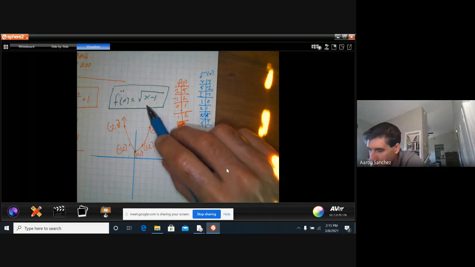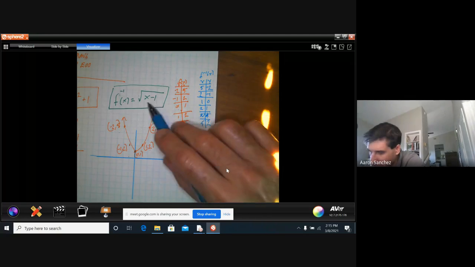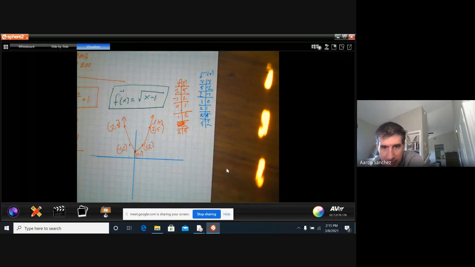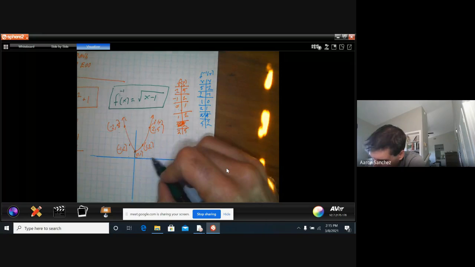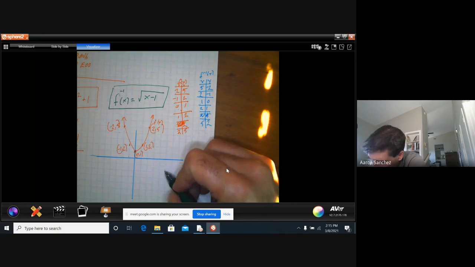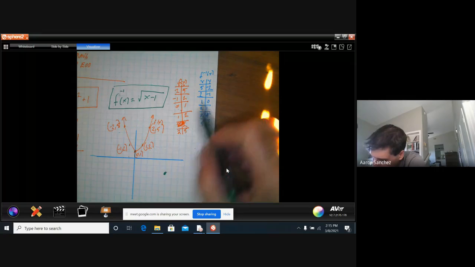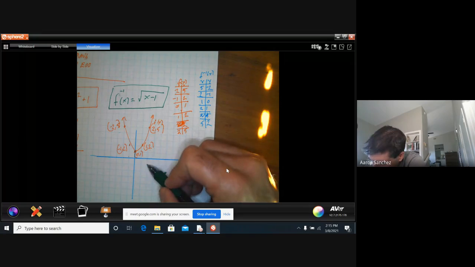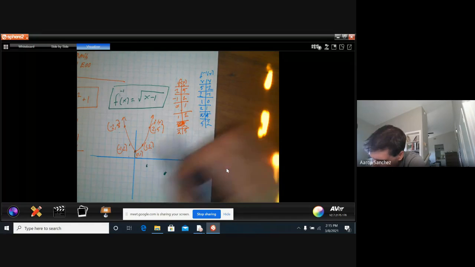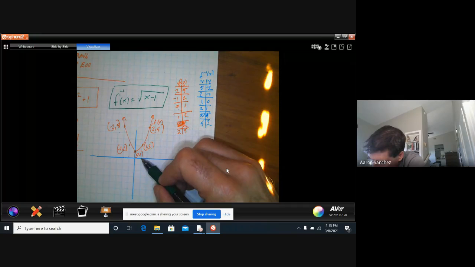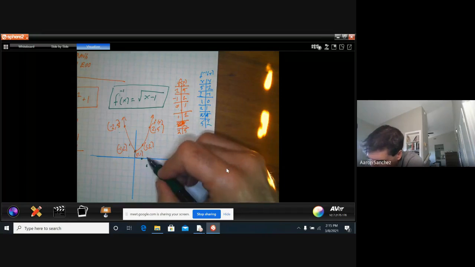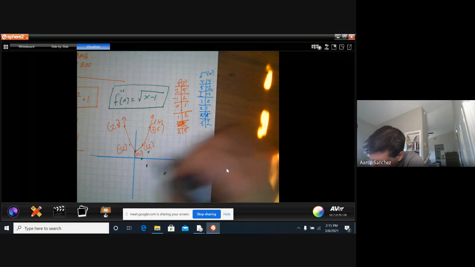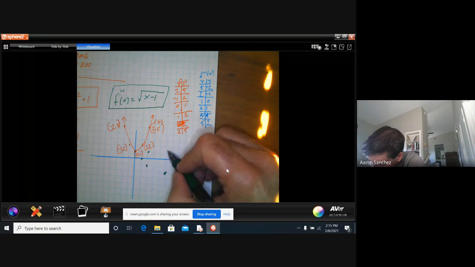If I plug in 2, 2 minus 1 is 1, square root of 1 is 1. 1 minus 1 is 0, right? Anyway, so that's that. Now let's see what that would look like as a function. 5, negative 2. Boom. 2, negative 1. Boom. 1, 0. 2, 1. 5, 2.